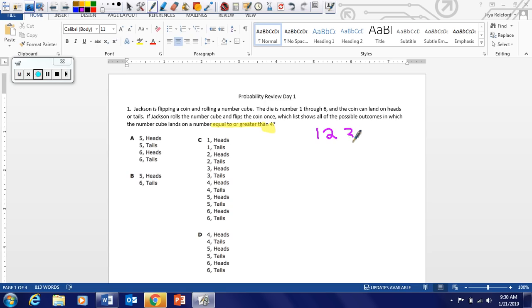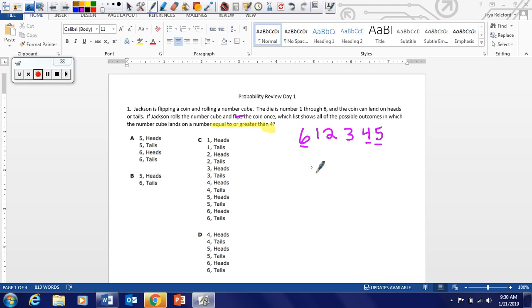What numbers can you get on a number cube? Oh, for whatever reason, it won't let me write right there. Sorry. 1, 2, 3, 4, 5, 6. Which of these numbers are equal to or greater than 4? So only include the numbers that are 4, 5, and 6.